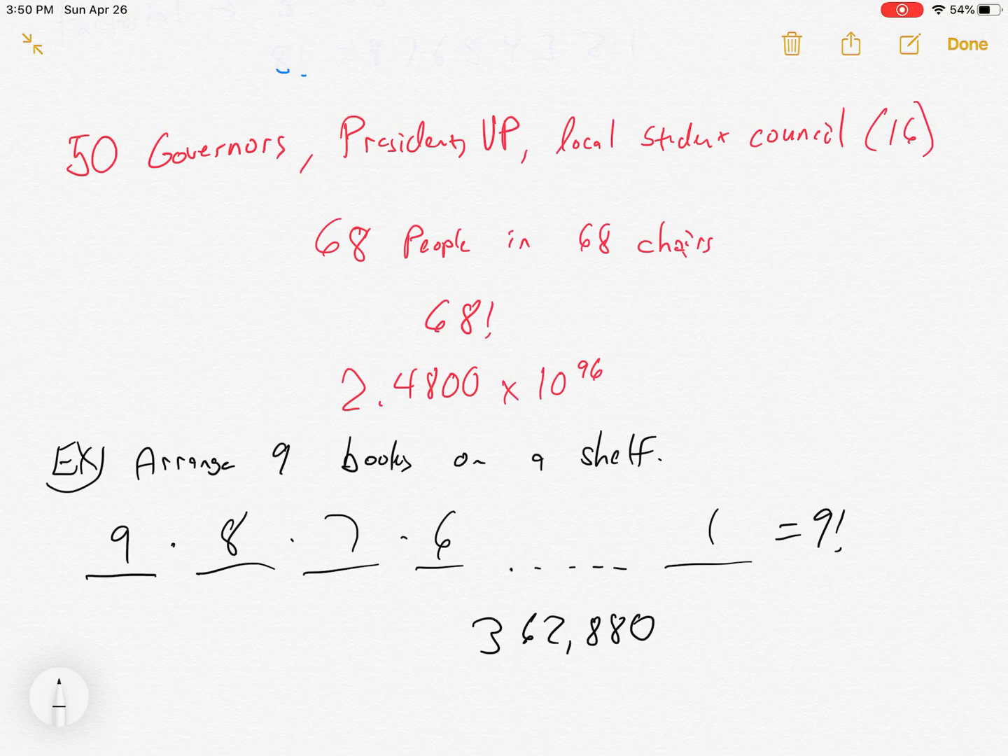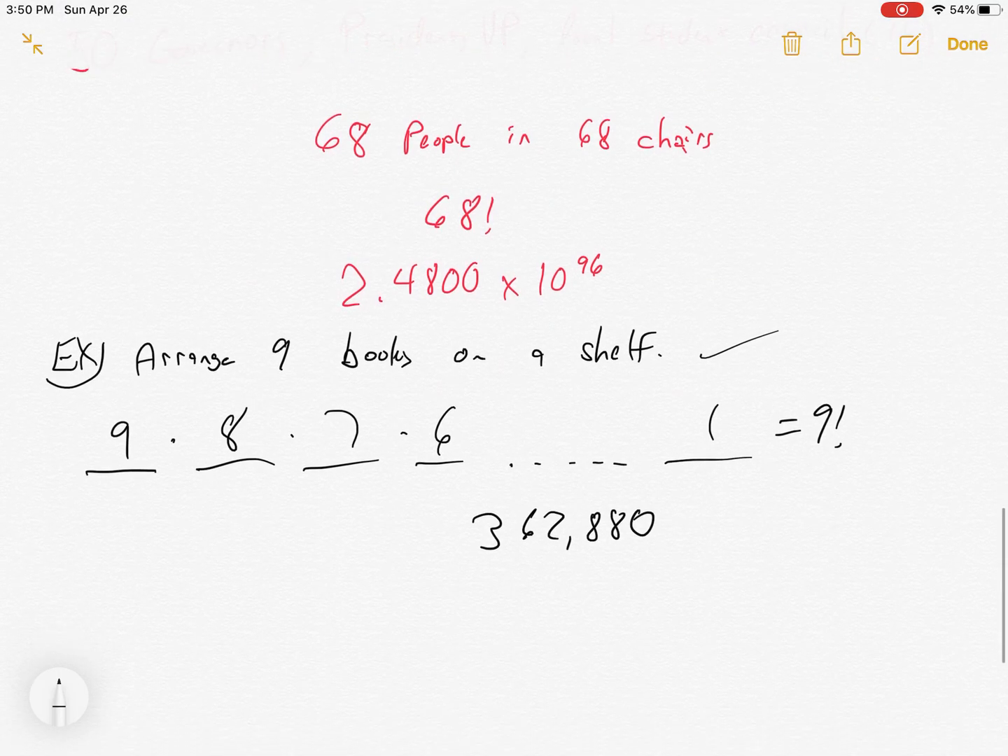What is 9 factorial? It's a massive number, 362,880. So imagine this. Imagine you rearrange the books every day. It would take you about 1,000 years to exhaust every scenario. This is pretty close to 365,000. So, yeah, let's divide it by 365. It would take you 994.2 years to exhaust the possibilities.